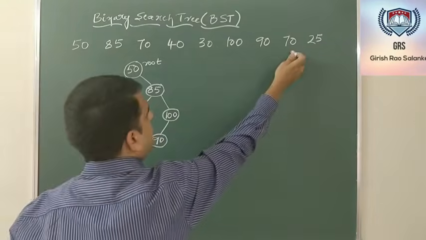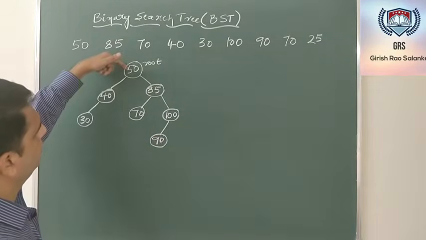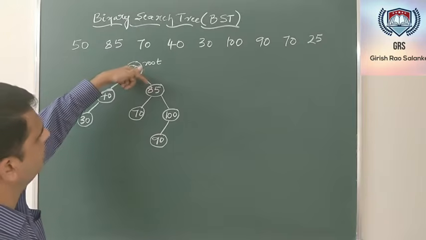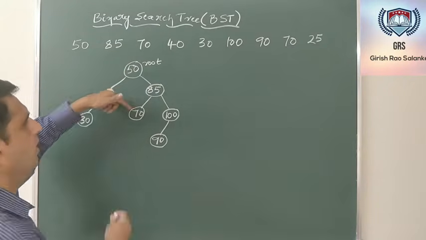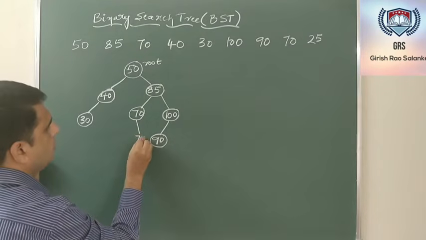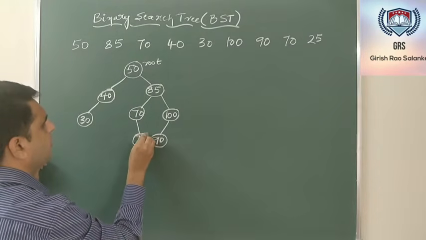Next, 70. Compare 70 with 50. It is greater. Compare 70 with 85. Less. Compare 70 with 70. It is equal. If it is equal, it has to be the right child.